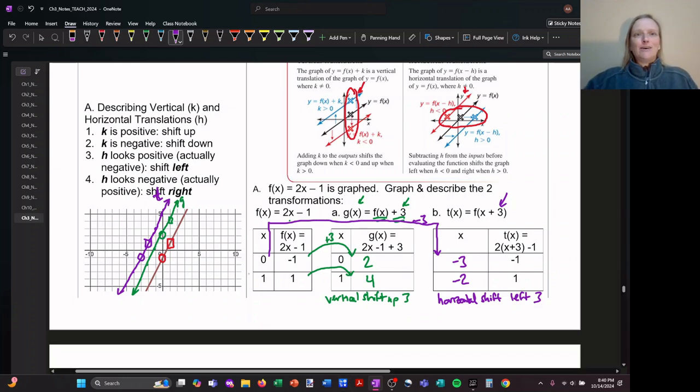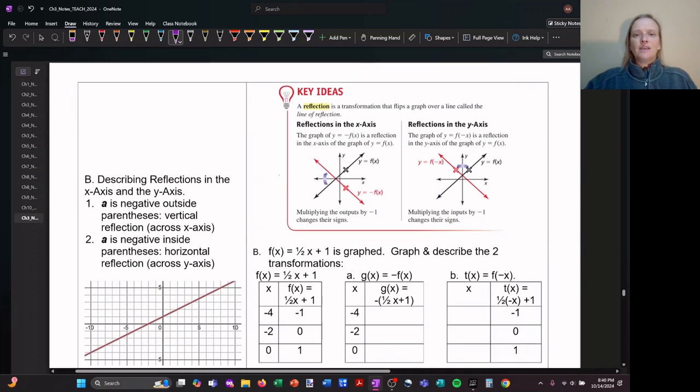Let's look at the next kind of translation. Here we're talking about reflections across the x-axis and reflections across the y-axis. Especially with simple functions like lines, it can be difficult again to tell the difference between an x-axis reflection and a y-axis reflection. But notice that they're both caused by multiplying by -1.